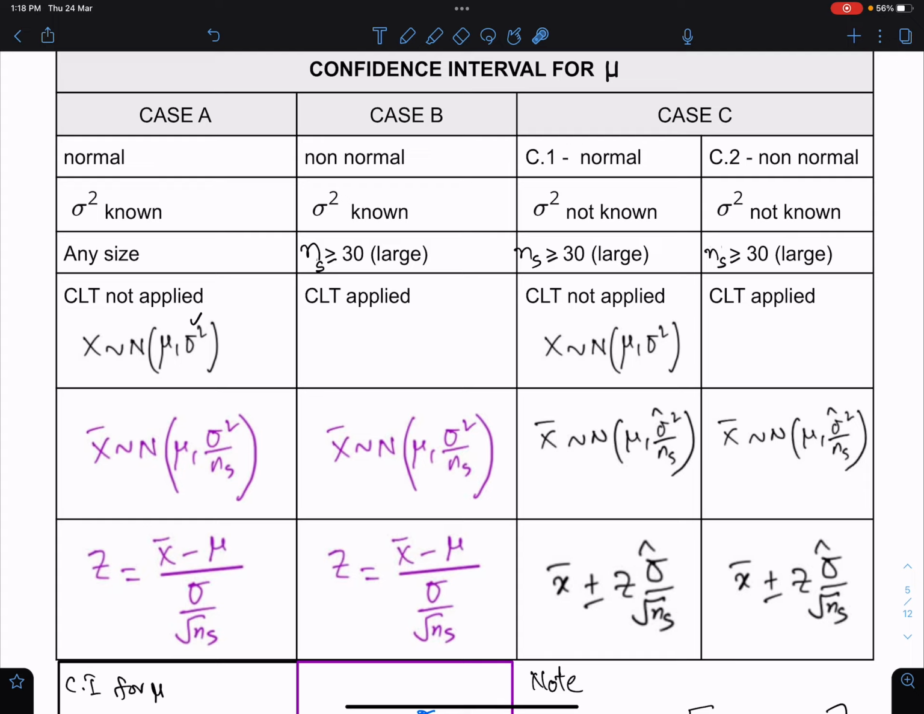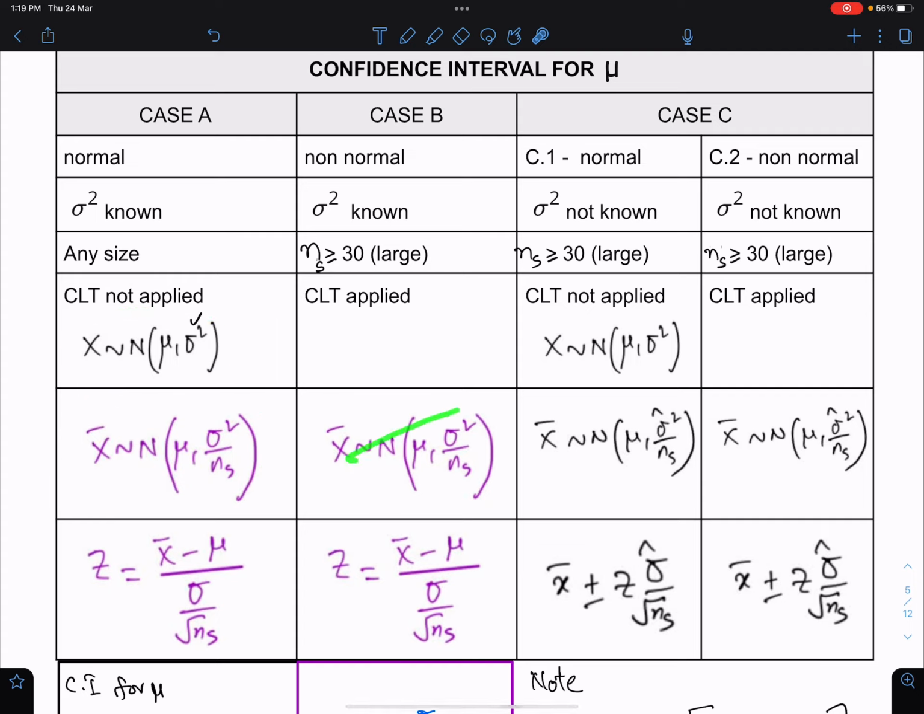So if population is non-normal and sample size is large, then CLT is applied. This is the application of CLT. CLT is applied when population is non-normal and sample size is large. These are two conditions for CLT to be applied. So according to CLT, the distribution of x bar is approximately normal. Approximately, not perfectly. Here distribution of x bar is perfectly normal because population was normal and sigma square was known.